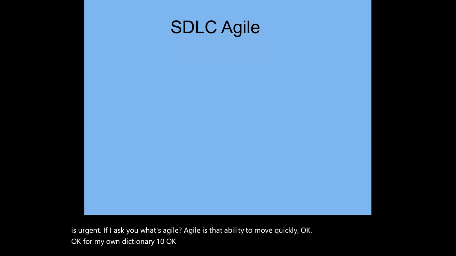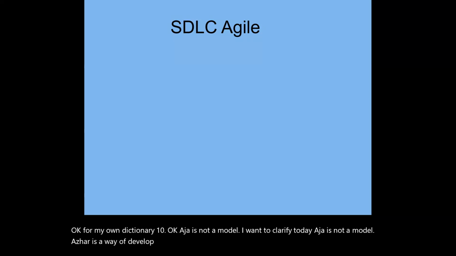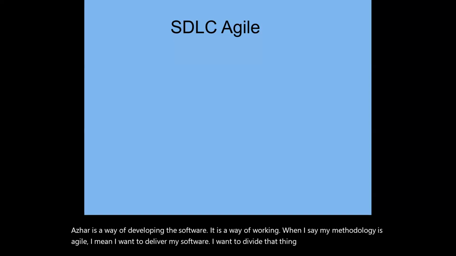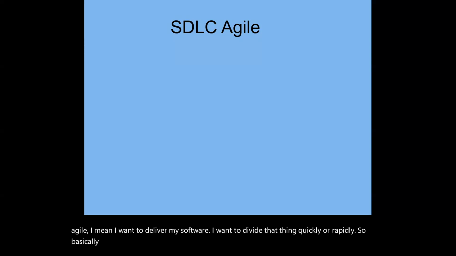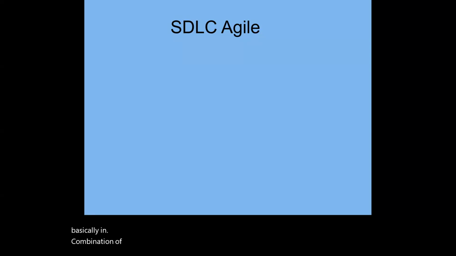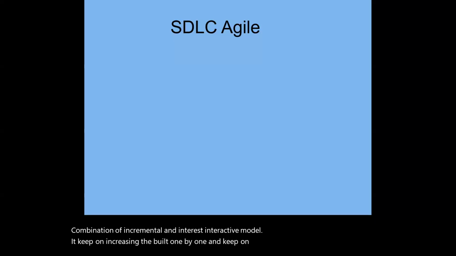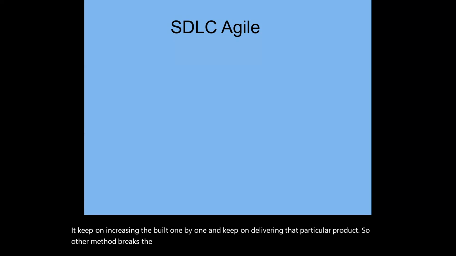Agile is not a model. I want to clarify that today. Agile is a way of developing software. It is a way of working. When I say my methodology is Agile, I mean I want to deliver my software quickly or rapidly. So basically, in combination of incremental and iterative models, it keeps on increasing the builds one by one and keeps on delivering that particular product.